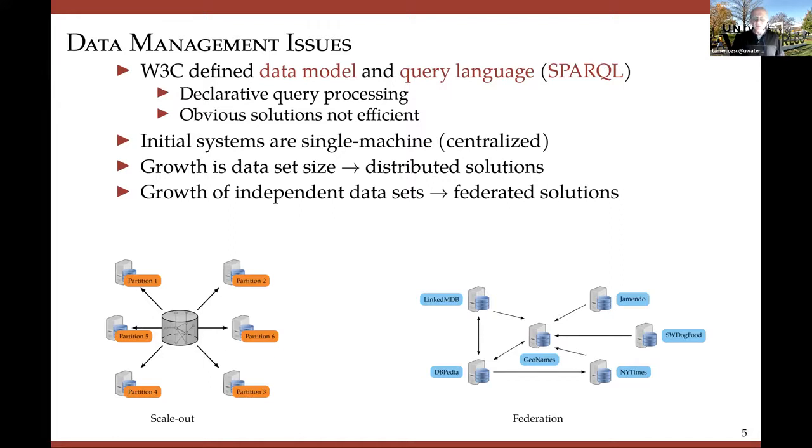The initial systems for RDF were single machine or centralized, but with the growth in data set sizes, we've gone to distributed solutions, what I call scale out, which is on the left. You have a large RDF data set, and to get better performance, you typically partition this data set over multiple machines, and then look at executing SPARQL queries in parallel.